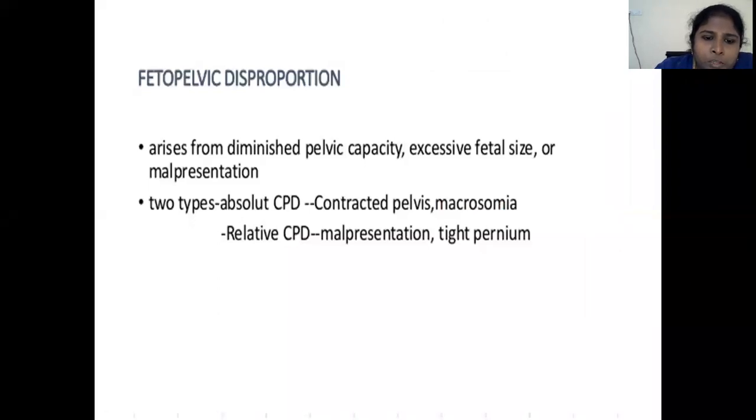Two types of CPD: absolute and relative. Absolute means this will be present. There is no chance for a trial labor here. It is again the contracted pelvis or a very big baby, macrosomia, more than 4 kgs, more than 4.5 is macrosomia. Relative CPD means malpresentations, that is occipito-posterior like that. It may rotate to anterior during delivery. It is relative. And a tight perineum also, with good augmenting agents, it may deliver.